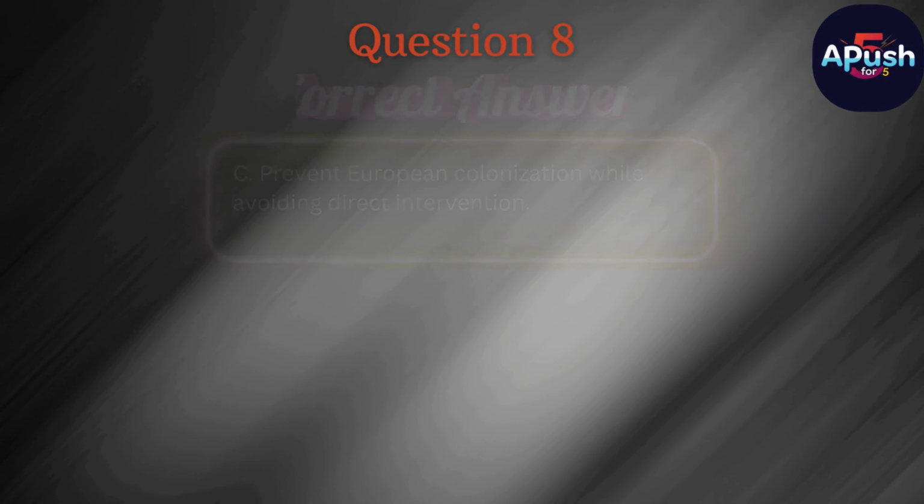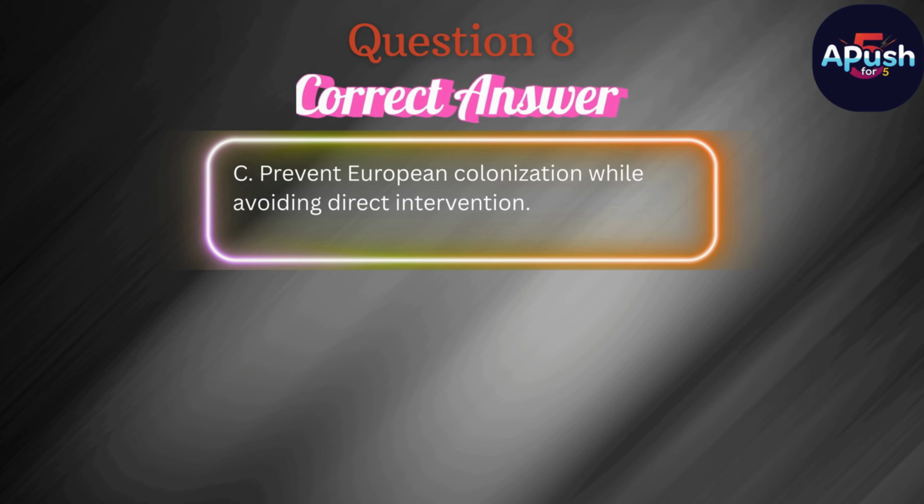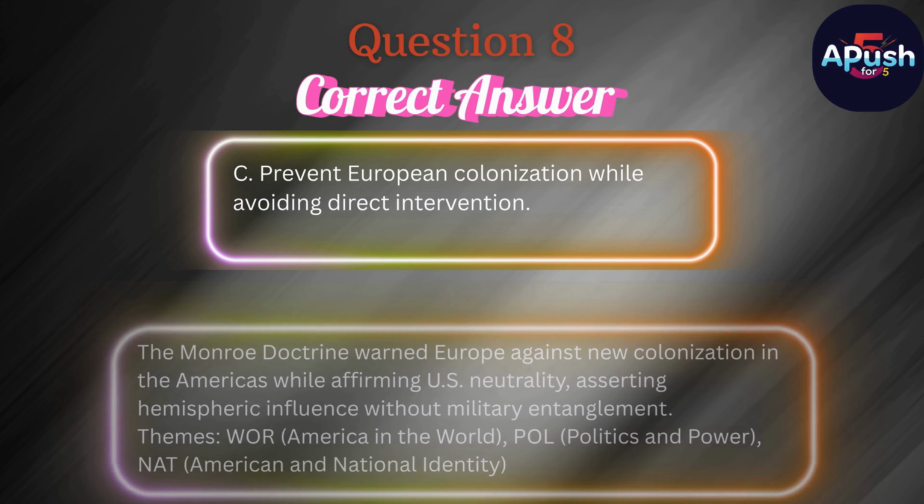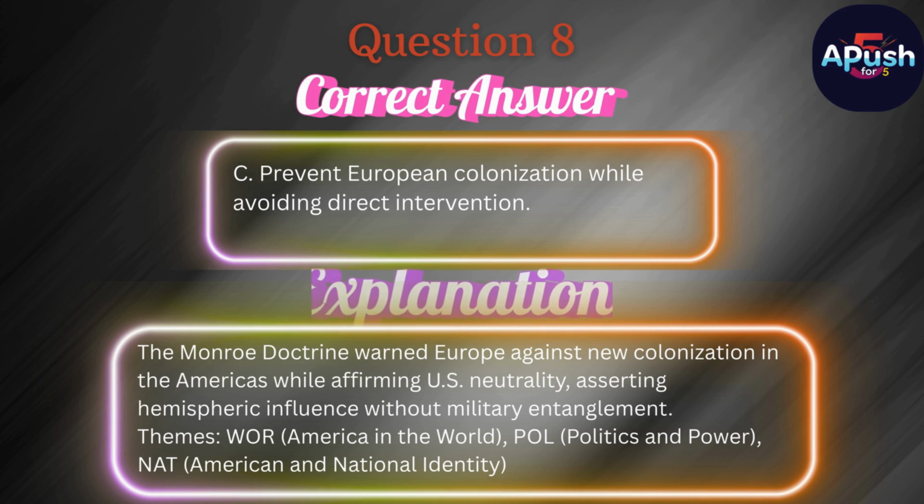The correct answer is C. Prevent European colonization while avoiding direct intervention. The Monroe Doctrine warned Europe against new colonization in the Americas while affirming U.S. neutrality, asserting hemispheric influence without military entanglement.